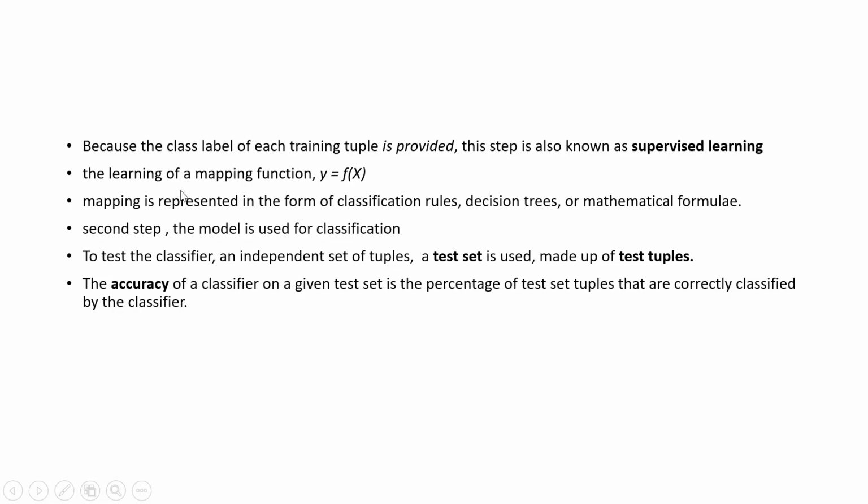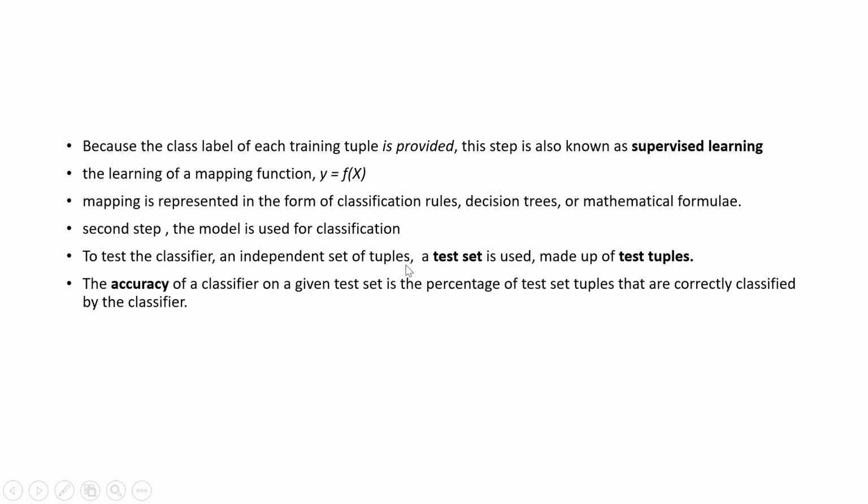Okay, so this is our training phase. We are given a data set which is labeled. Label means the classes are given. We have a data set, and out of it we choose a randomly sampled set as our training set, and using the training set we come up with a model. The second step is that the model is used for classification. And to test the classifier, an independent set of tuples is used.